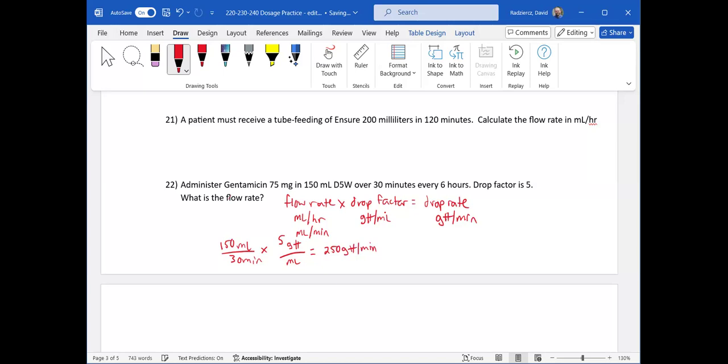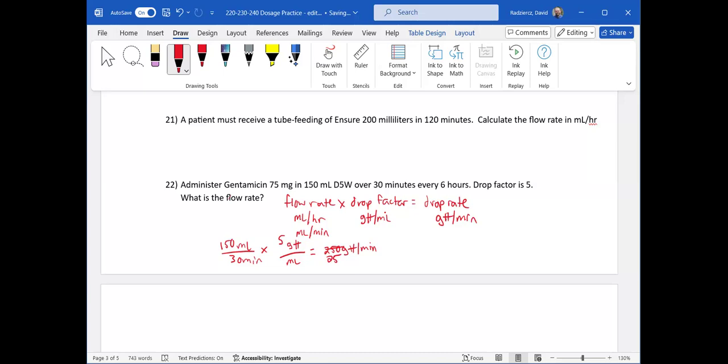I just want to double check my work. 150 times 5 divided by 30. Oh, 25. Oops. I read that as 3 and it was 30, so it's 25 drops per minute. I'm not going completely crazy, guys. I thought that 250 sounded like too big of a number.